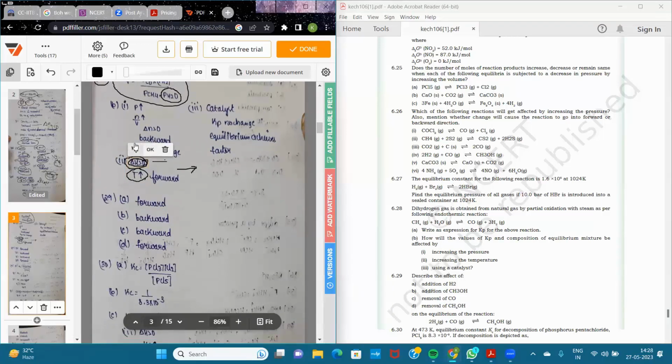In B part, we'll go with the first one, increasing the pressure. From the given reaction, we have delta Ng as positive. So the reaction will go in the backward direction, but Kp has no change. The change induced by the additional conditions will be nullified by this backward reaction here. So there will be no effective change in Kp.